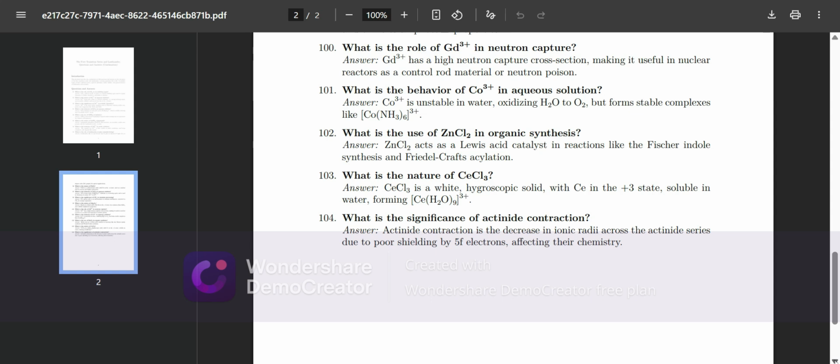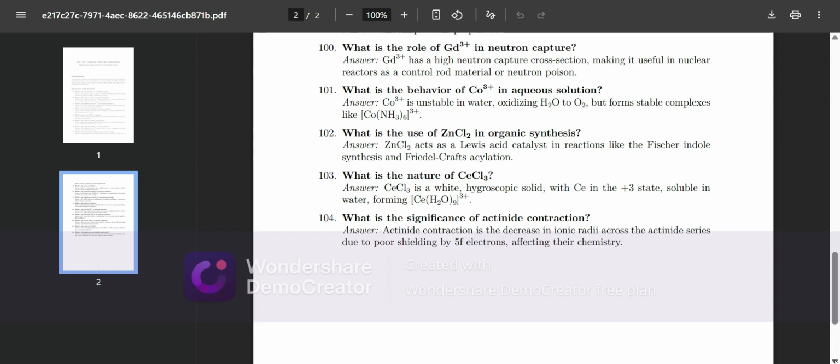What is the behavior of Co3+ in aqueous solution? Co3+ is unstable in water, oxidizing H2O to O2, but forms stable complexes like [Co(NH3)6]3+. What is the use of ZnCl2 in organic synthesis? ZnCl2 acts as a Lewis acid catalyst in reactions like the Fischer indole synthesis and Friedel-Crafts acylation.